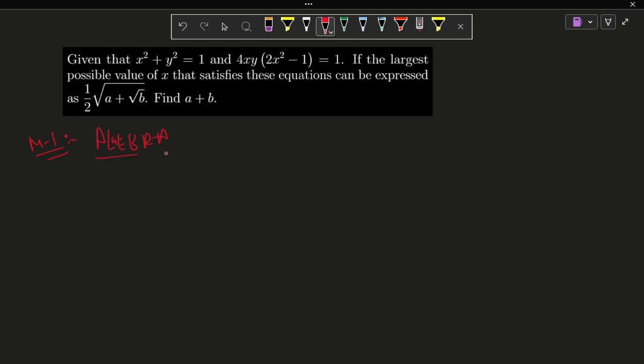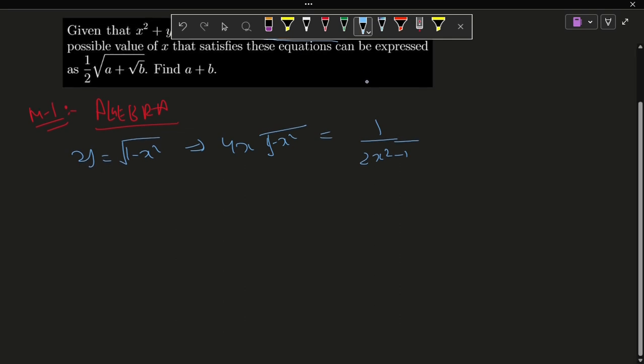Yeah. So for this, we just substitute y is equal to under root of 1 minus x square from the first equation. And why did I not substitute x? Because in the second equation, we have more x stuff here. So I would like to avoid all that. So if we substitute this in the second equation, we get 4x into 1 minus x squared is equal to 1 upon 2x square minus 1. I am taking the 2x square minus 1 to the RHS.